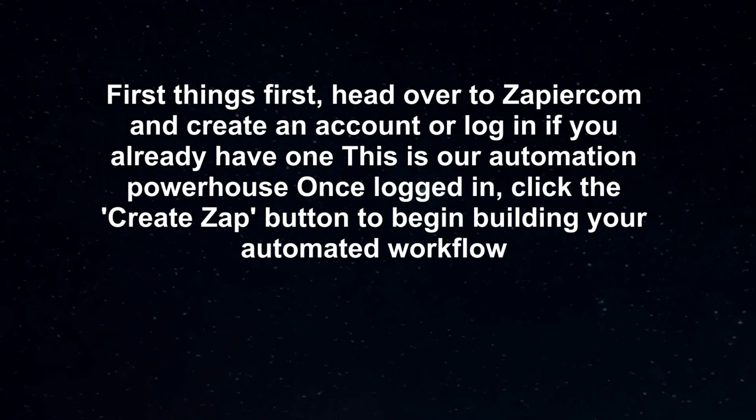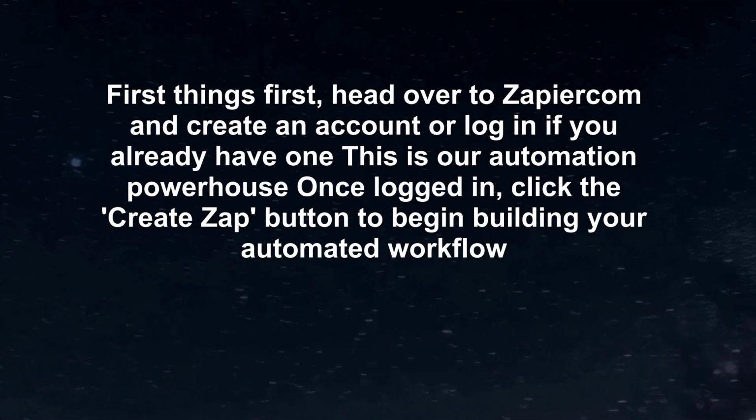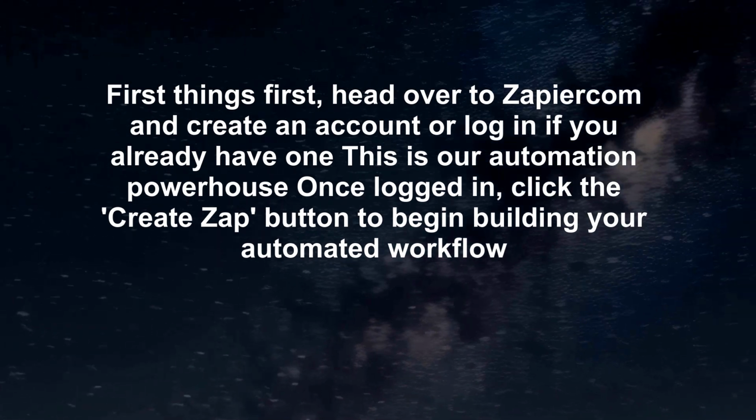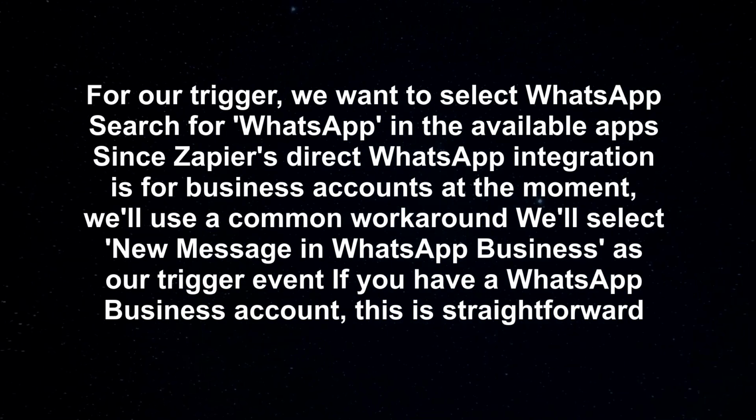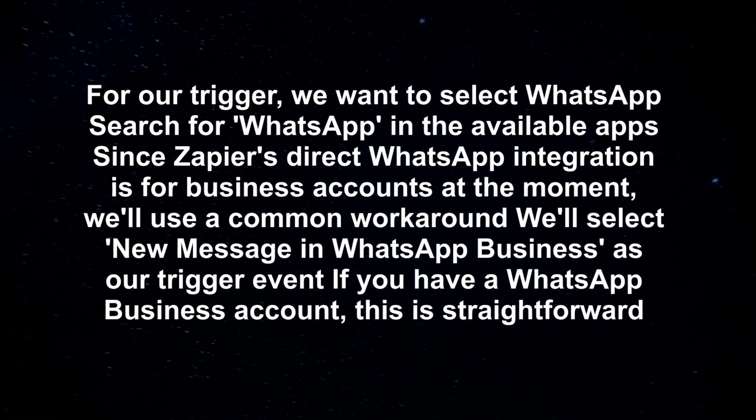This is our automation powerhouse once logged in. Click the Create Zap button to begin building your automated workflow. For our trigger, we want to select WhatsApp. Search for WhatsApp in the available apps.